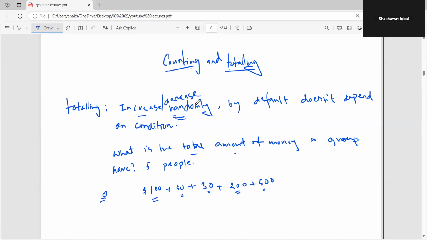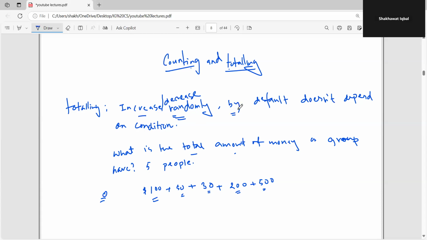Decrease is the case where you have $1,000 and you want to buy 5 items. Based on the price of each item, your total amount will be decreased from your money, right? So that is also decreasing randomly. So we understand what increasing and decreasing randomly mean.